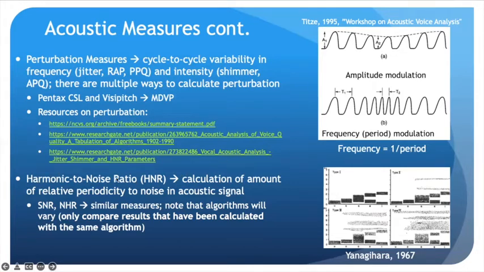There's also harmonic to noise ratio, which is a calculation of the amount of relative periodicity to the amount of noise present in the acoustic signal. It's important to note there's also signal to noise ratio and noise to harmonic ratio, which are similar measures, but they each have their own particular algorithms for calculation. And you can't compare one to another. You have to make sure that you're comparing like to like, right? As I mentioned, there is the Yanagihara classification of type 1, type 2, type 3, type 4 signals. So you're increasing the amount of noise as you go from type 1 to type 4. This is a bit of an older characterization of signals, but this does exist.